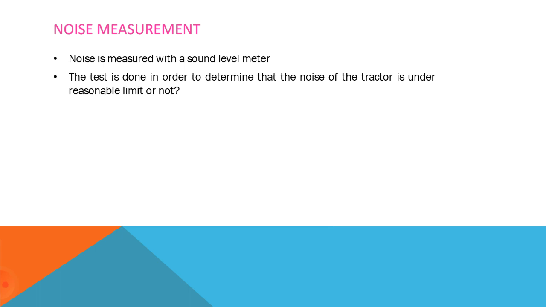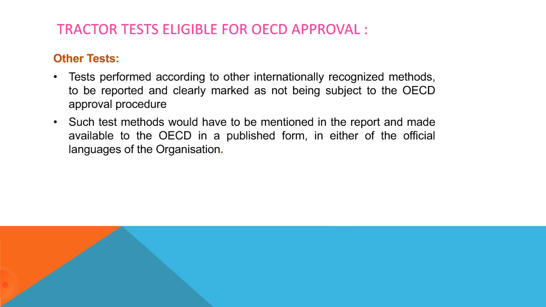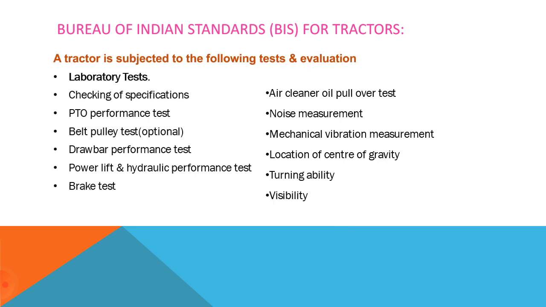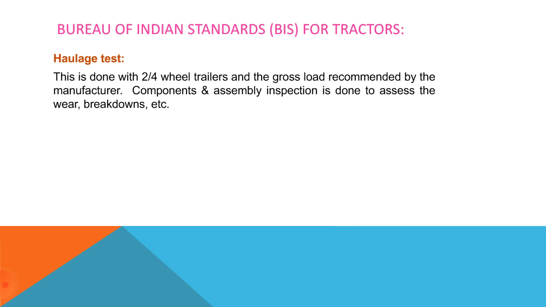Next is noise measurement. Noise is measured with a sound level meter, and that is done to determine whether the noise of the tractor is within the recommended limit. That recommended data is what we studied in our ergonomics part. There are other tests that we already covered in the first test. These are the testing agencies and the BIS test, then the field test.